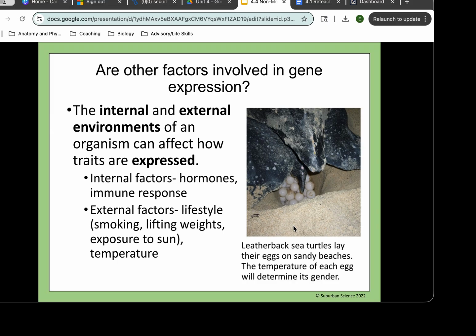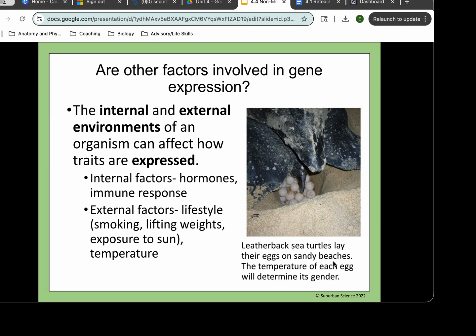And then externally, in terms of environmental factors, this could be things like lifestyle, right? We've talked about how smoking and sun tanning, UV rays, can cause mutations. Mutations are going to change how the gene works. Lifting weights is a little bit more complicated. It's not that lifting weights is bad, absolutely not. But when you tax your muscles and ask them to do things, it can change different internal conditions, in particular acidity, and that can change how your cells work as well.